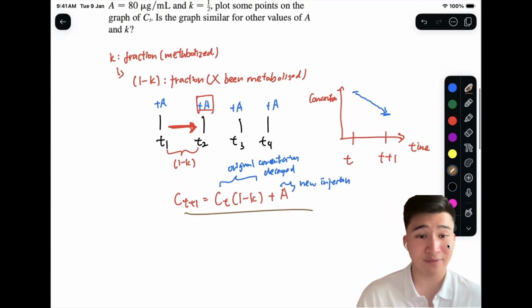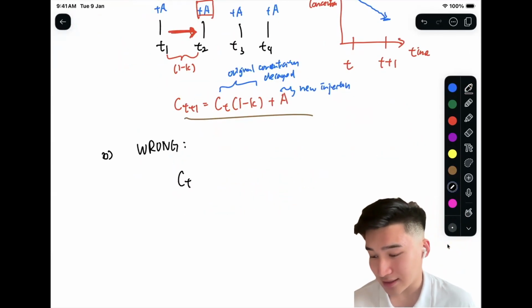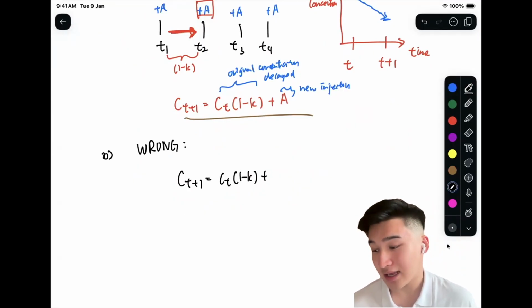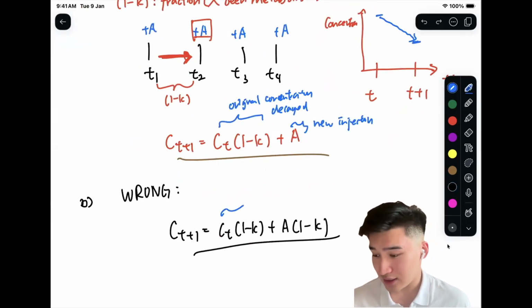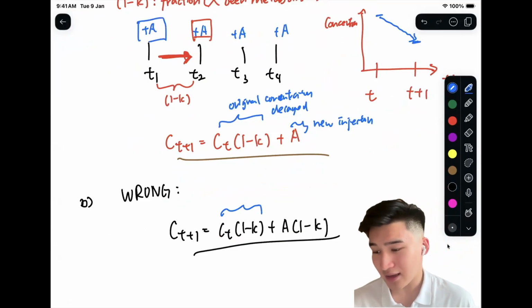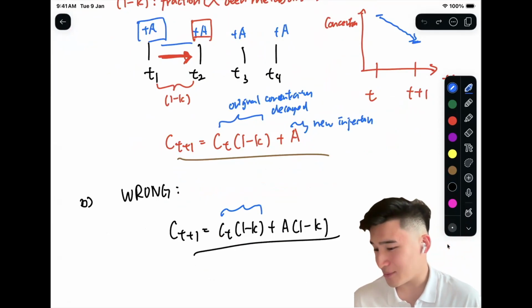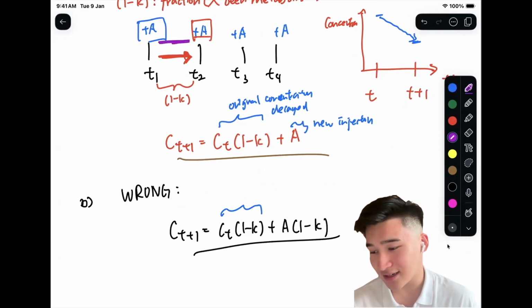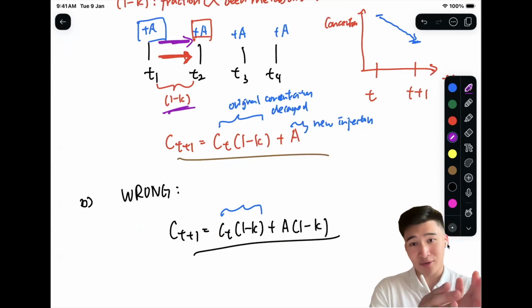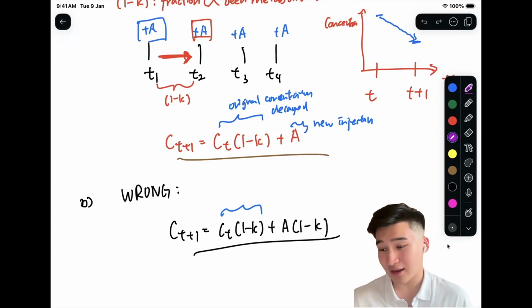Now, I'm going to tell you what I did wrong for part A. So I originally wrote C_{t+1} = C_t(1 − k) + A(1 − k). My thought process was, okay, totally understand that because of the original concentration, the decay. But you see here, we also add A, so shouldn't A also undergo that decaying process of 1 − k throughout the time frame? That was my process, right? Shouldn't A undergo the decaying as well?